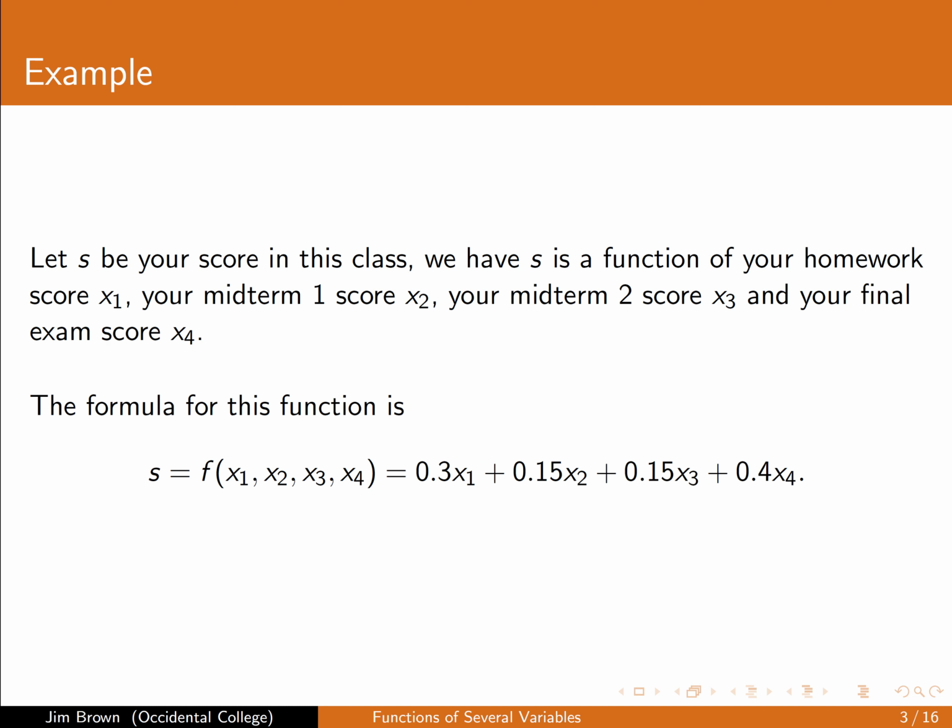So in terms of the function that we're given for this class, your final score is this function f of x1, x2, x3, and x4, and it's given by 0.3 times x1 plus 0.15 times x2 plus 0.15 times x3 plus 0.4 times x4.